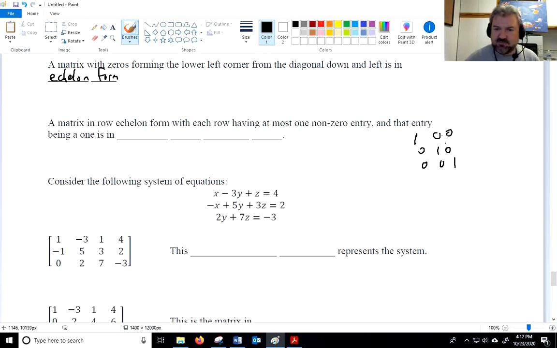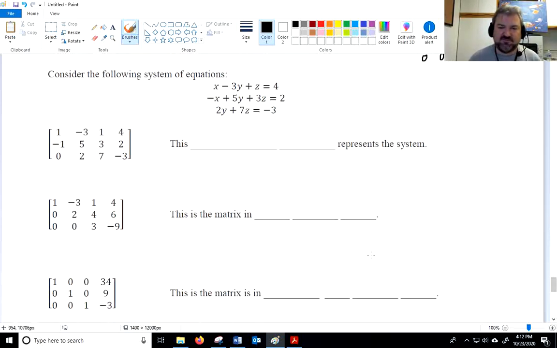When you get it like that, what does that mean? Well, that means that we are in what's called reduced row echelon form. And you really want to know these vocabulary words. These are just so important in math. Reduced row echelon form. We really want to know them.